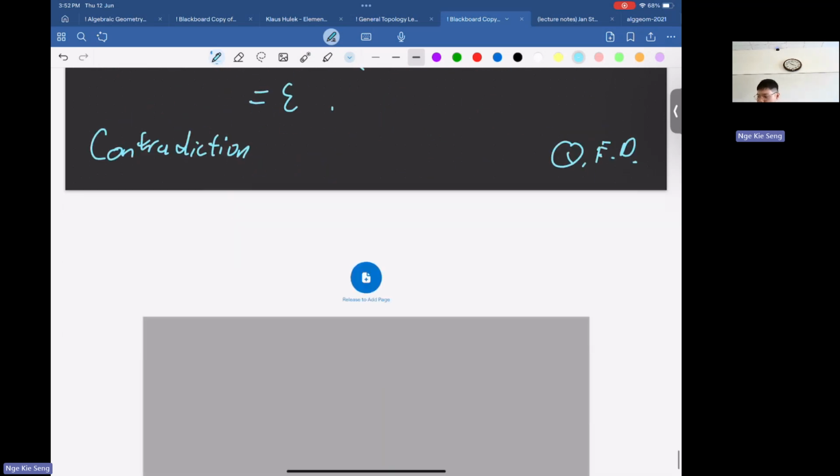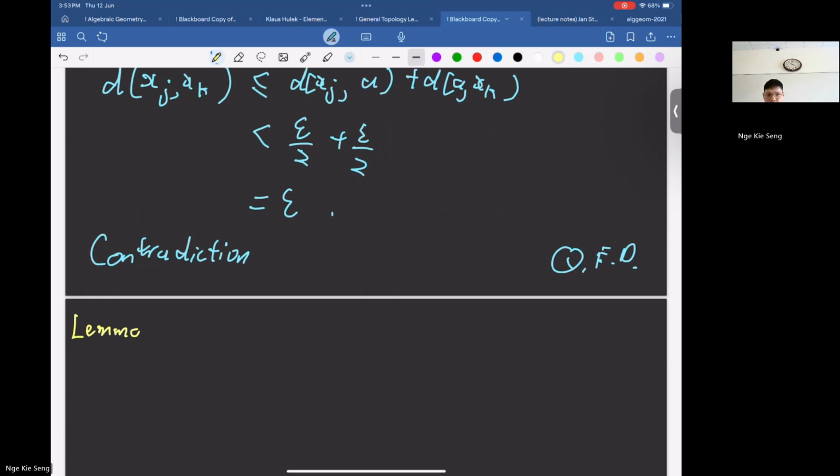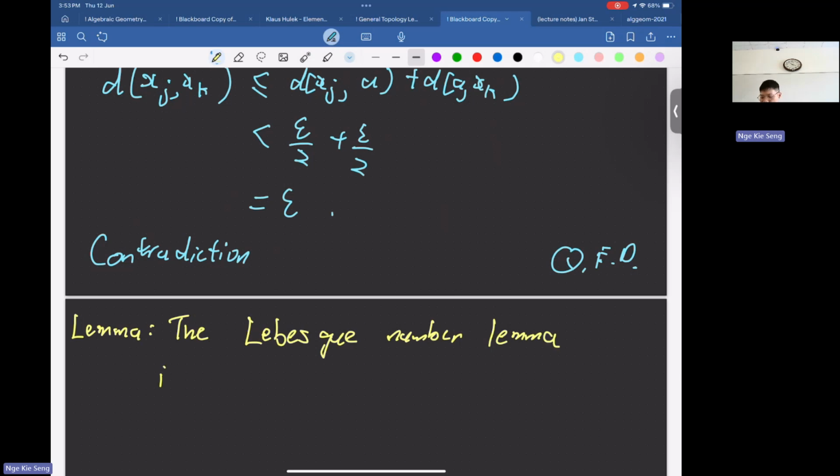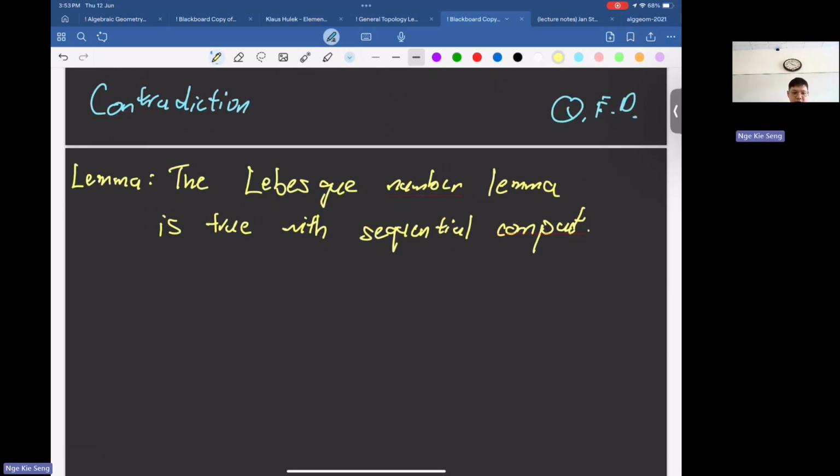Okay. There's one lemma that I want to skip here. This lemma is the Lebesgue number lemma, and it is true with sequentially compact. If you replace the condition we had for compact with sequentially compact, it's still true. I drew some nice pictures for you to imagine the proof as well, so you can try and read it.